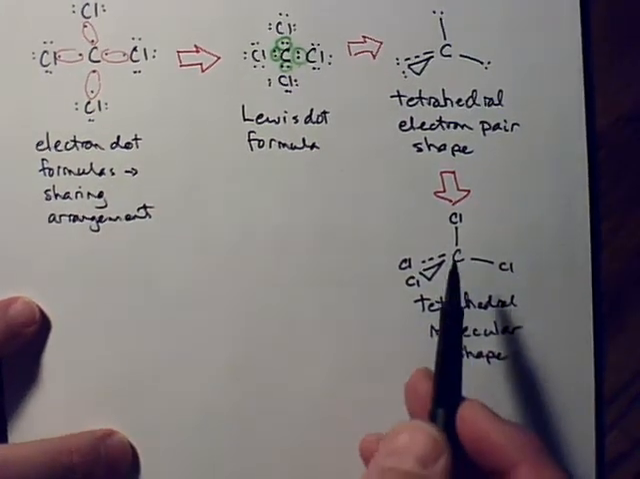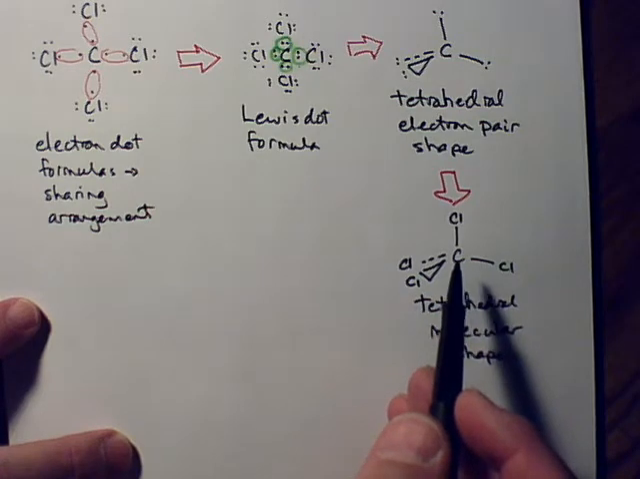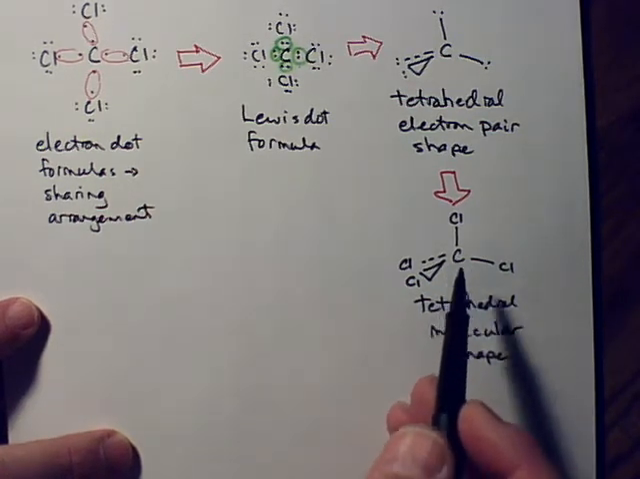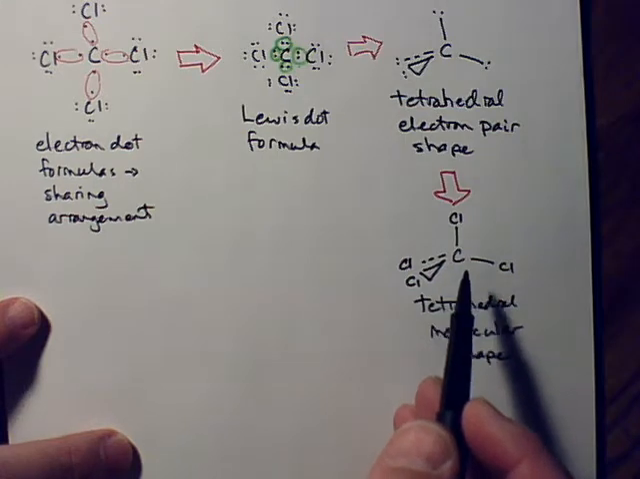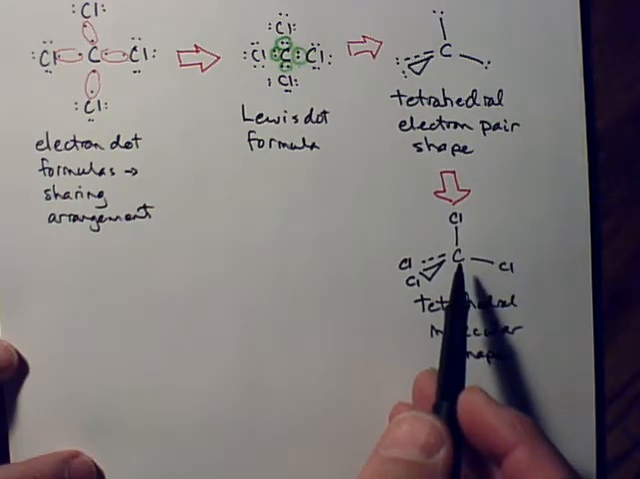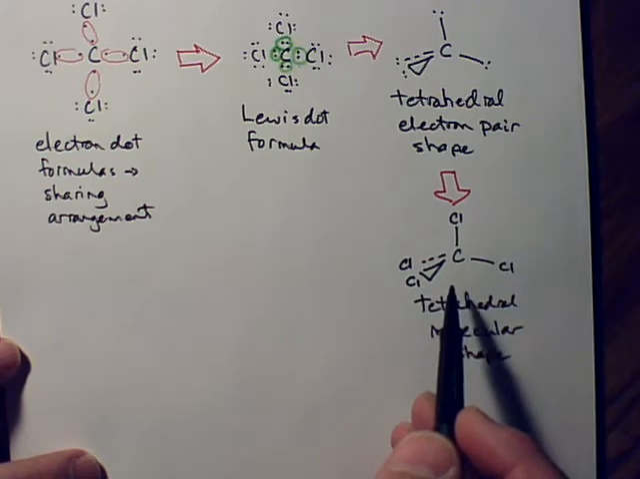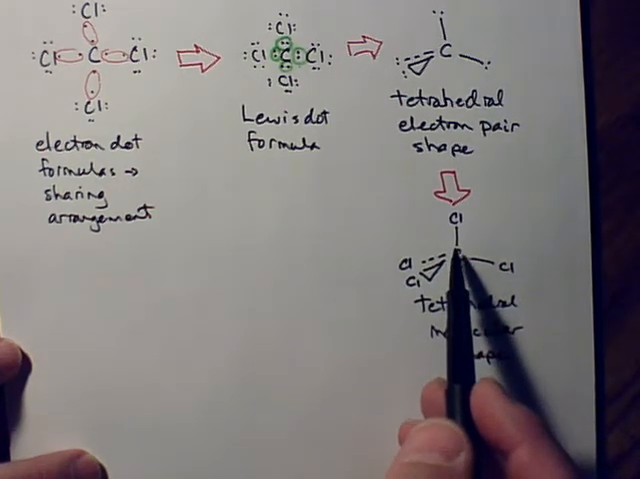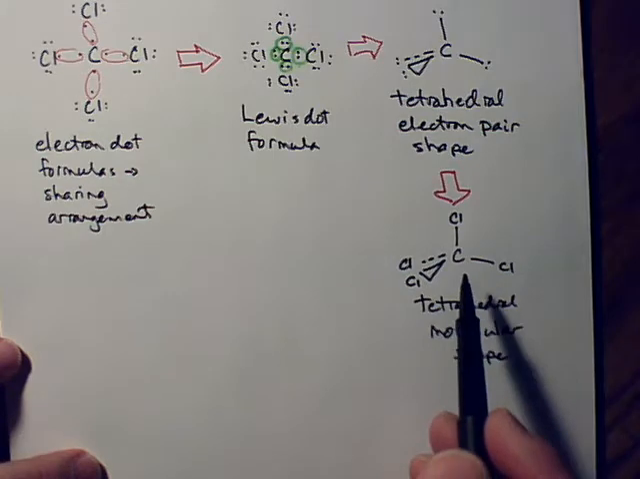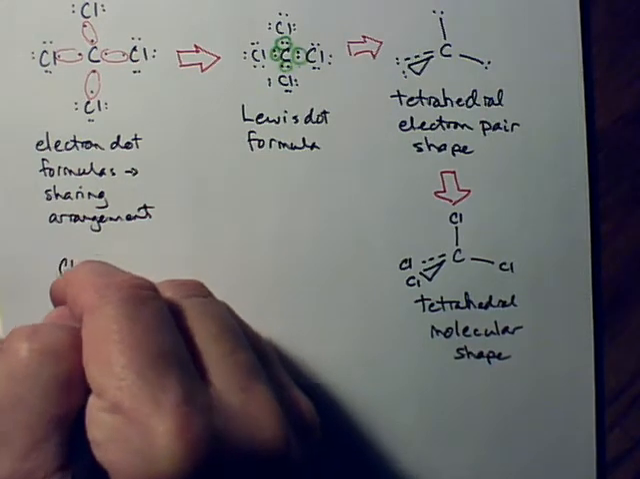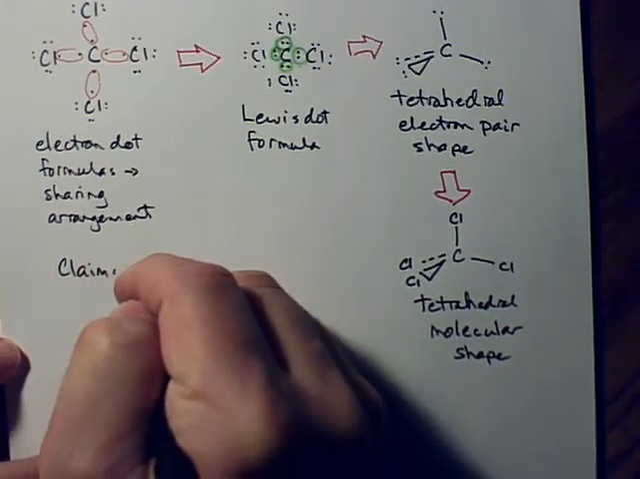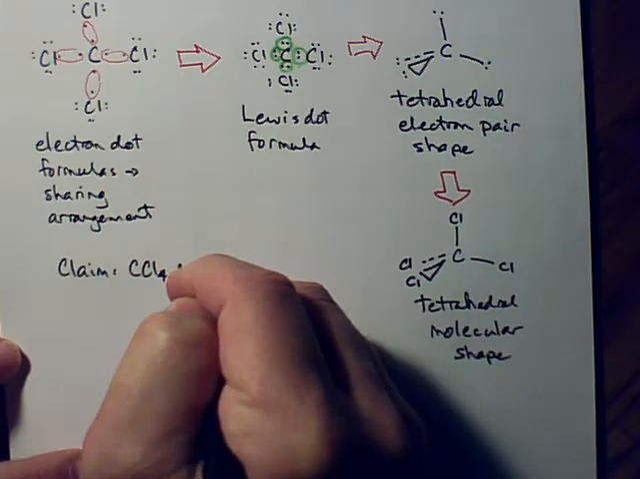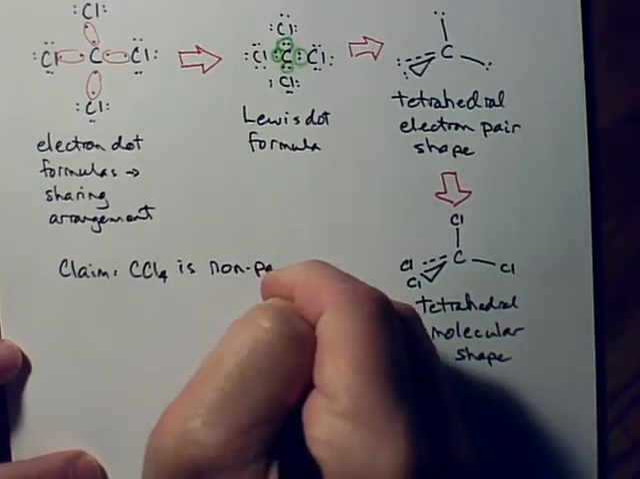So, I could stop right here as far as being able to determine whether it's a polar molecule. And here's why. To have a polar molecule, you've got to meet 2 conditions. You have to have both an uneven arrangement and polar bonds. If I don't have both, I can't have a polar molecule. I didn't remove any electron pairs, so this is going to be an even arrangement, not an uneven arrangement. Does that make sense? So my claim here is that carbon tetrachloride is non-polar.